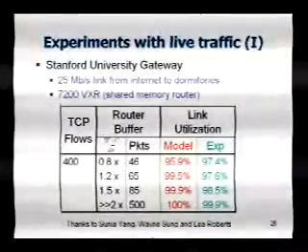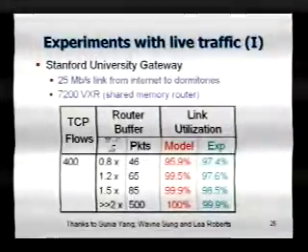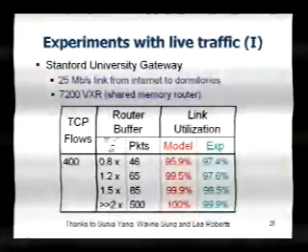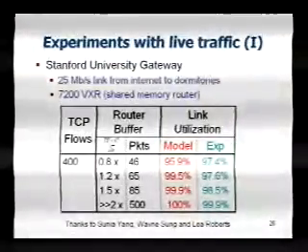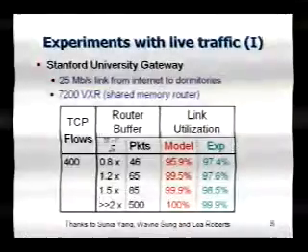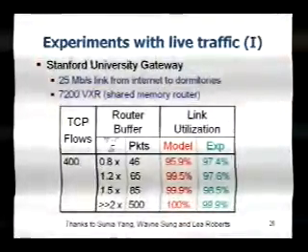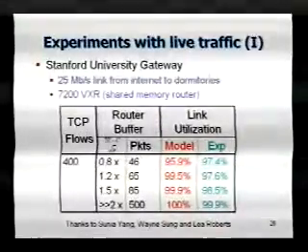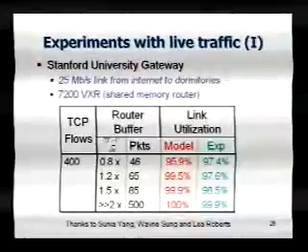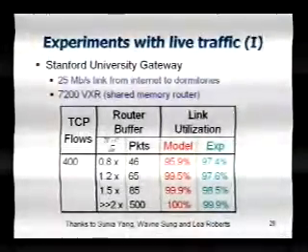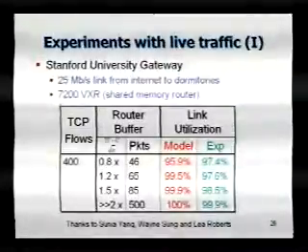And it turns out that with small multiples of 2T times C over square root of N, which is shown here in the second column, we can get, in the experiment, the rightmost column, utilizations that are very close to 100%. So even for traffic that's a mix of long-lived flows, short-lived flows, UDP traffic, probably occasional denial of service attack or something like that, even under this much more diverse traffic mix, this rule still holds fairly well.